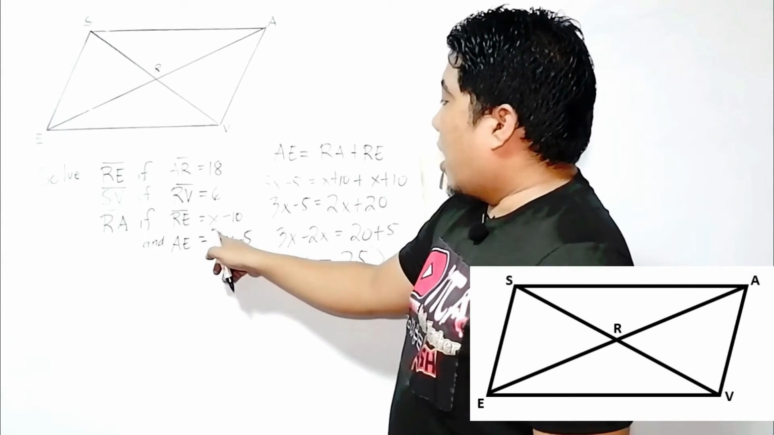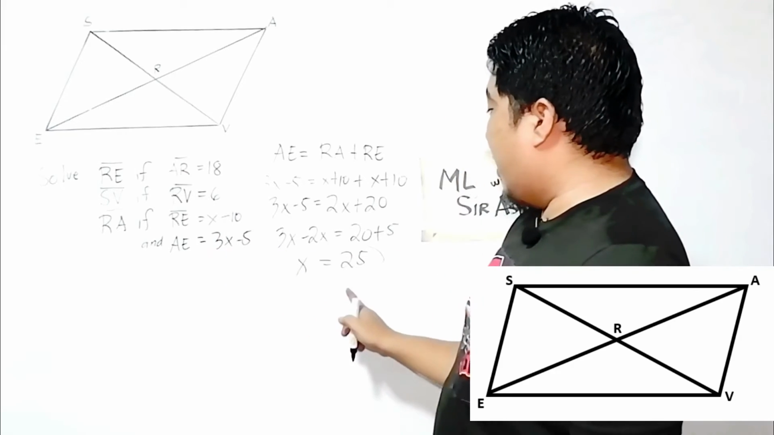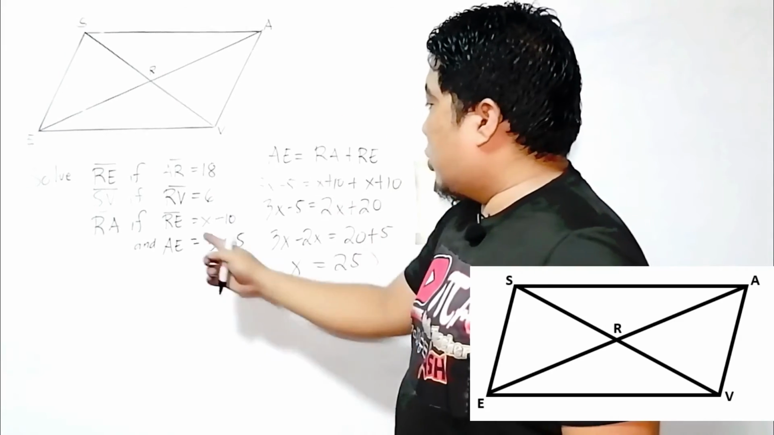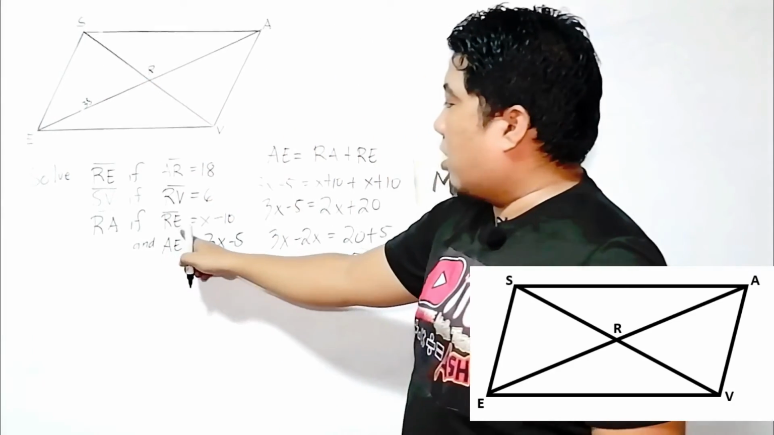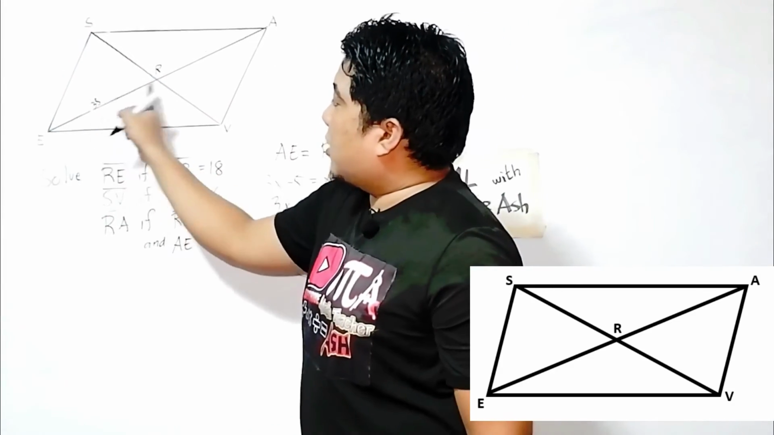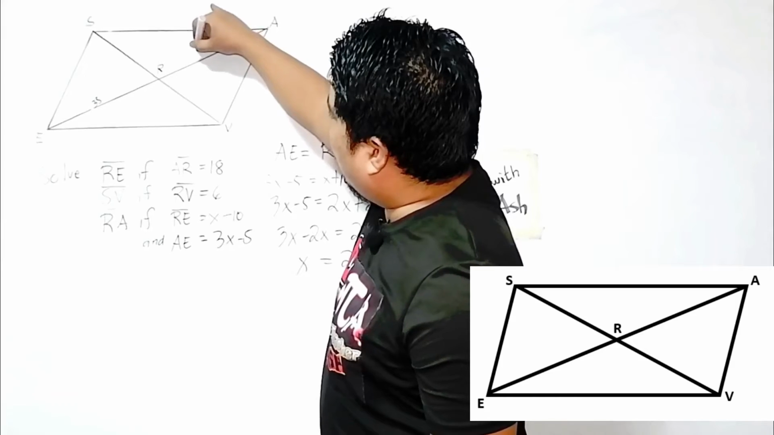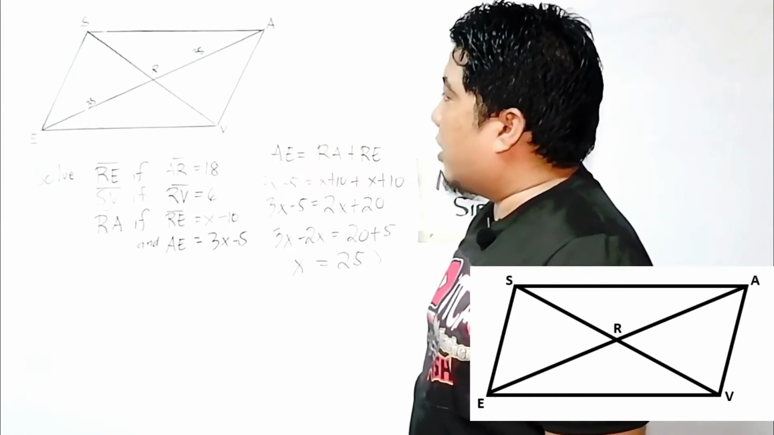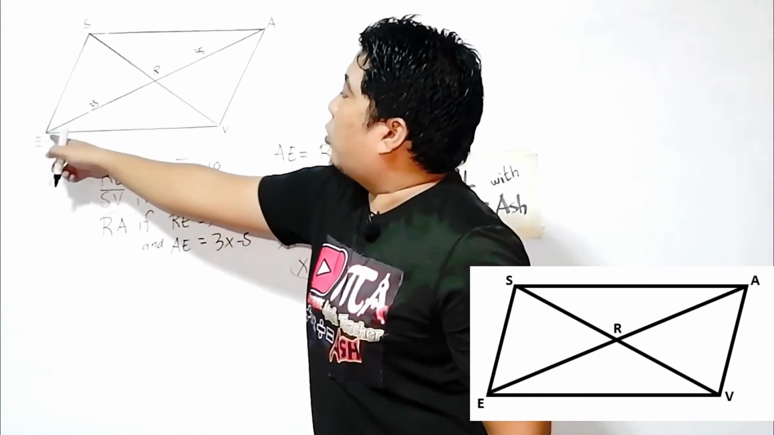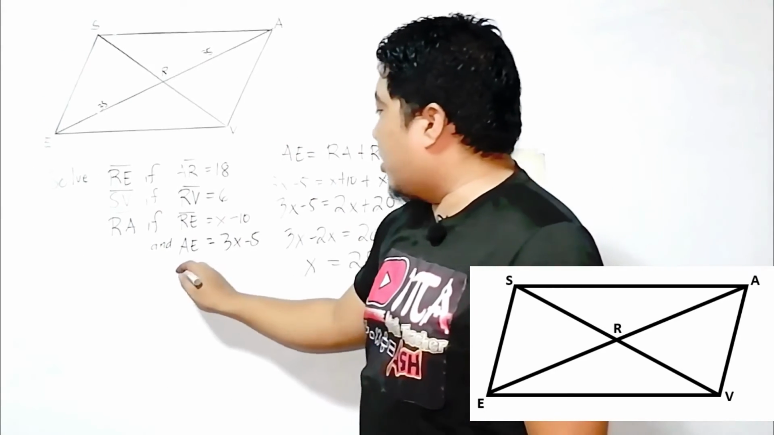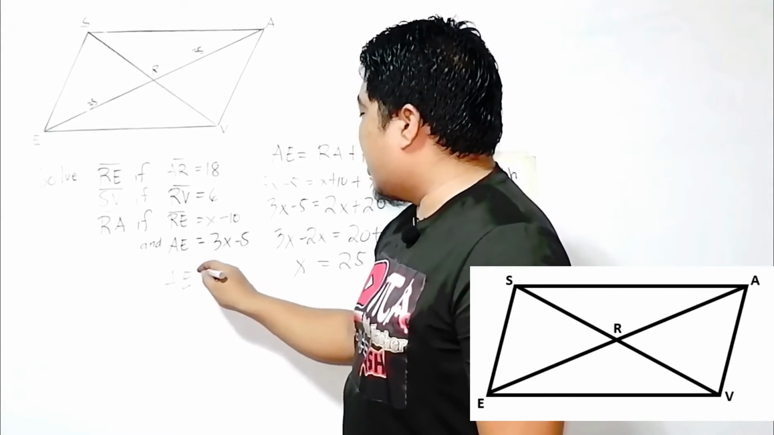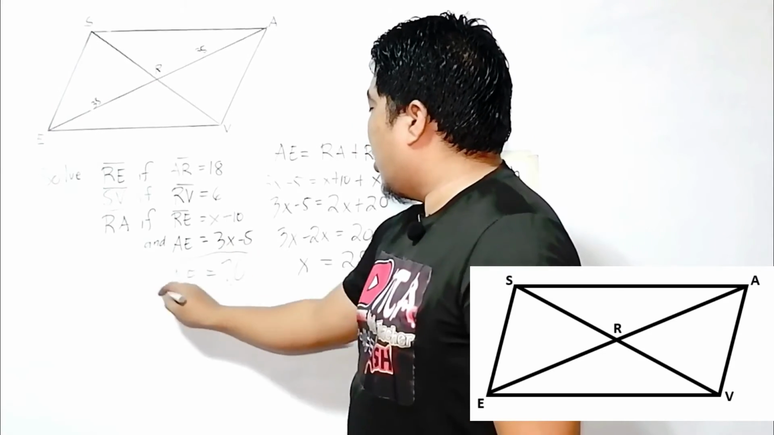So since RE is x plus 10, that is 25 plus 10. This will become 35 units because that is RE. Of course, if this is 35, this will also be 35 units. And if you want to get the total value of the whole diagonal, you just add them, and your AE is equal to 70 units.